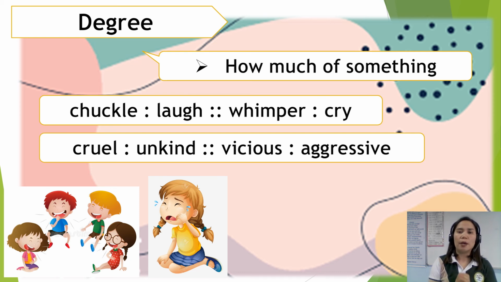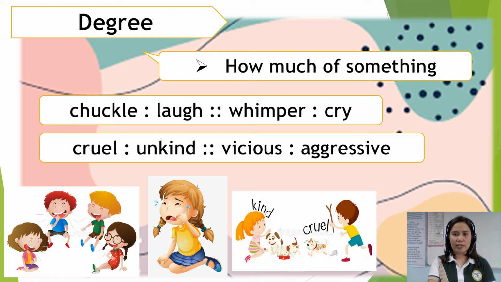Cruel means mercilessly evil or violent. Thus, someone who is cruel is very unkind. And vicious means ruthless or fierce. Thus, someone who is vicious is very aggressive. All right. Next.